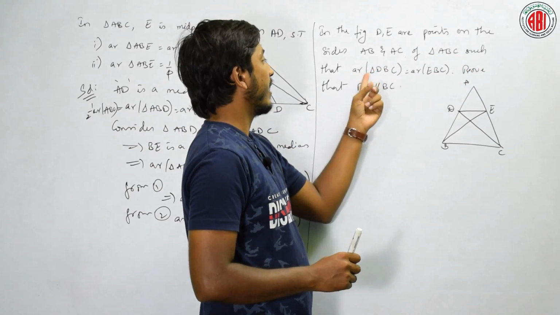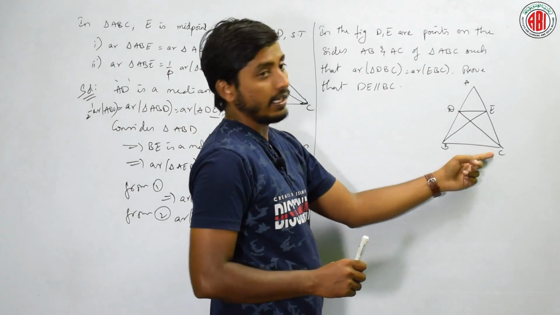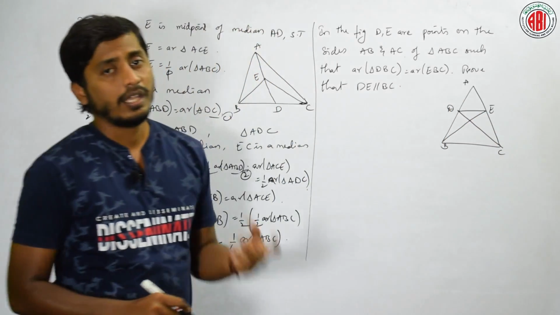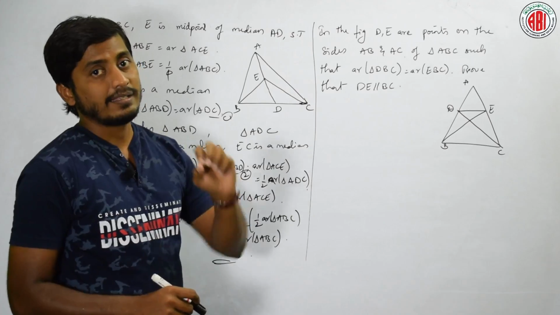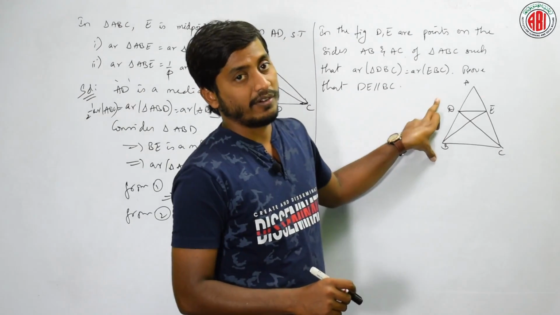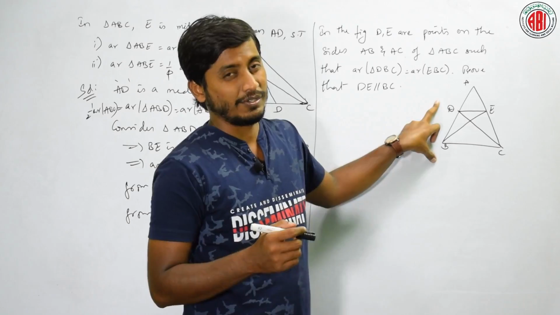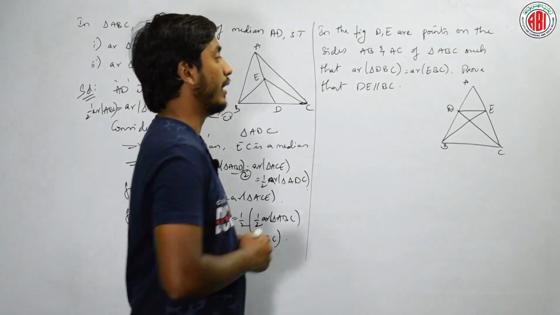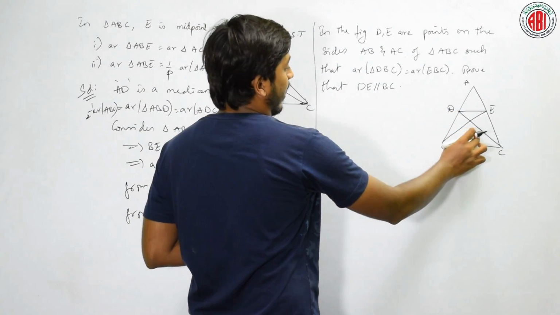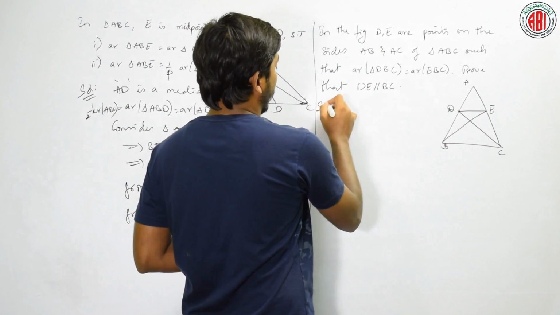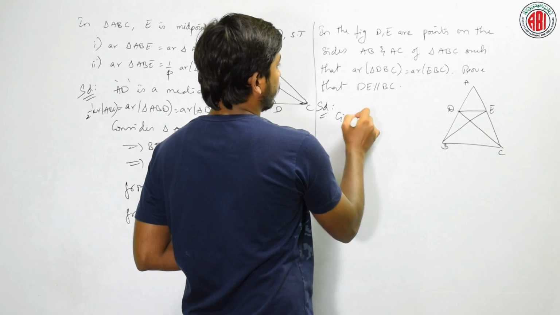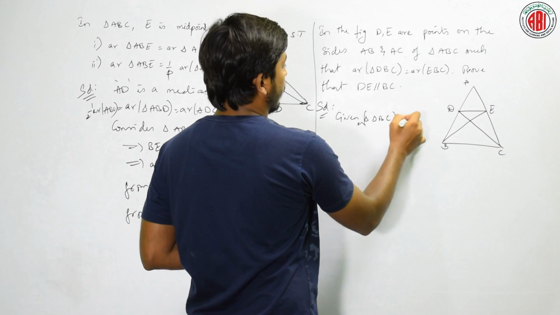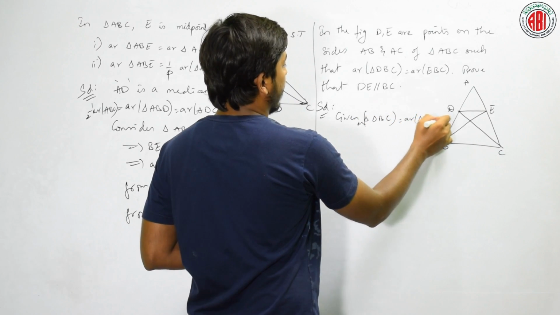Area of triangle such that triangle DBC area is equal to triangle BEC. Okay. What is the rule we know? The areas of triangles between two parallel lines are always equal, right? Yes or no? He is telling that this area is equal to this area, right? What is given? Triangle DBC area is equal to area of triangle EBC, right?